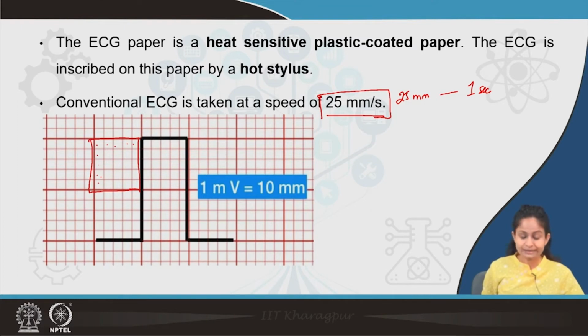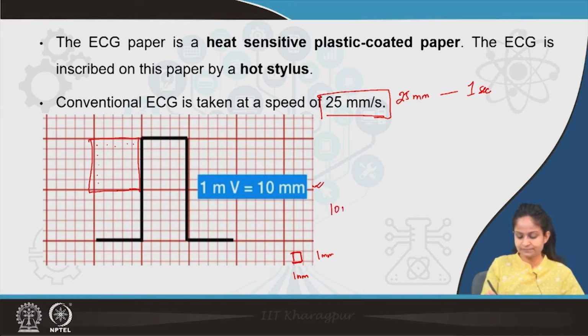Now, how is the calibration done in the ECG? It is to be done so that 1 millivolt gives a deflection of 10 millimeter. Usually, this small square which is present in the big square, horizontally it is 1 millimeter and vertically also it is 1 millimeter. That means the dimensions are 1 by 1, 1 square millimeter, that is the area of the square. So, how will the vertical deflection be given?